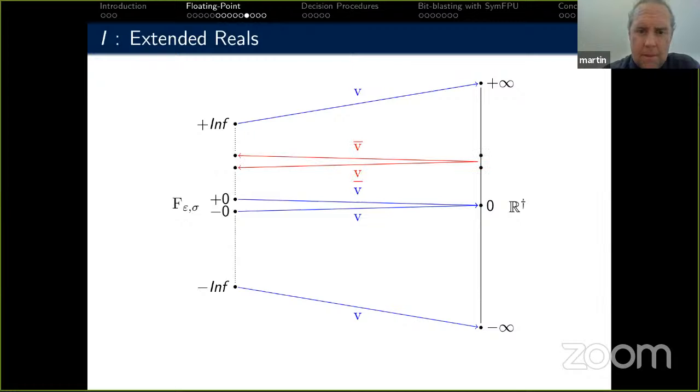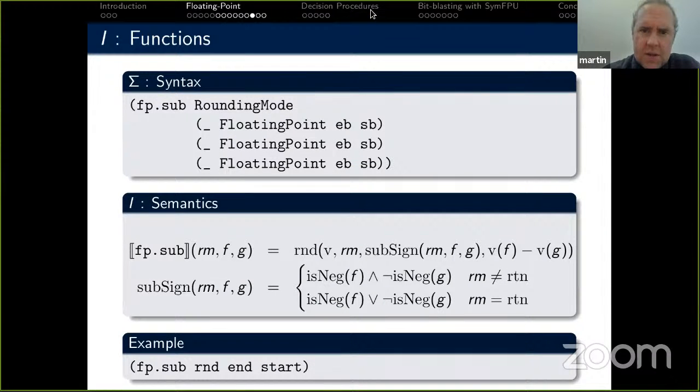So how does that actually work? Syntax: we've got fp.sub, which takes a rounding mode and 2 floating points. Notice that in the standard, floating point is parametric. You can say how many significand bits and how many exponent bits you've got. It takes 2 of those and gives you back a floating point. So that's all in the theory file because that's fixing the signature.